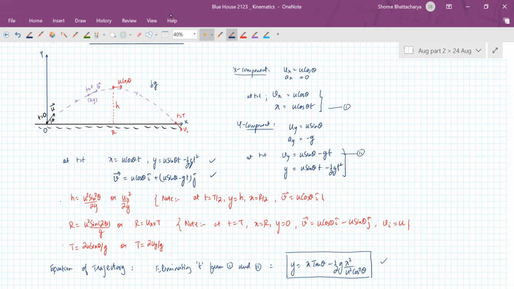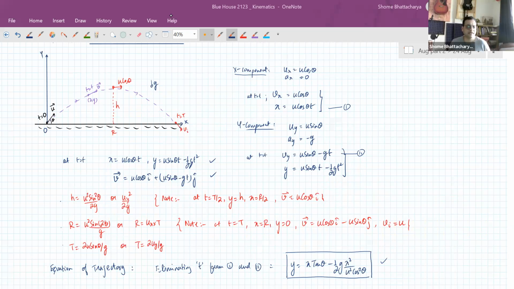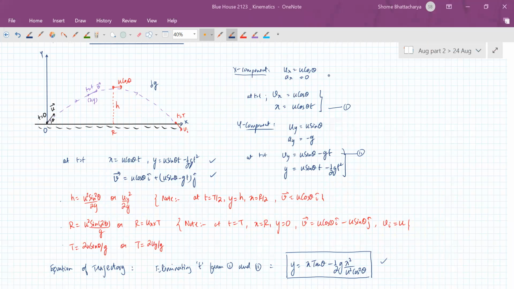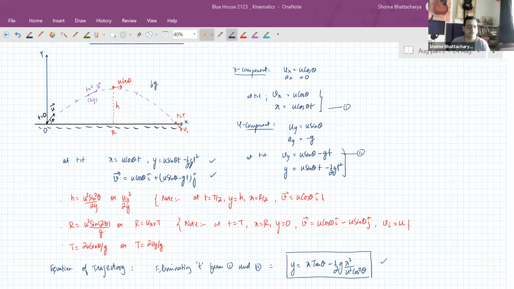Sir, in the equation of trajectory, what do we really mean by eliminating t? Eliminating t is basically, see, x here is in terms of t. In the first equation, what is the independent variable? It's t, and the dependent variable is x. Similarly, the second equation is this one, and it's y as a function of time. So in the second equation, the independent variable is time, and the dependent variable is y.